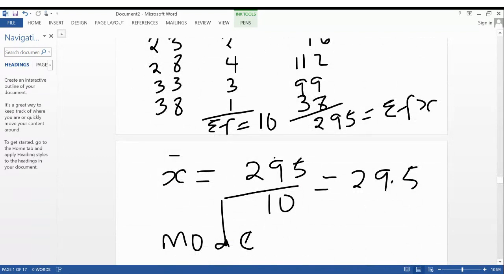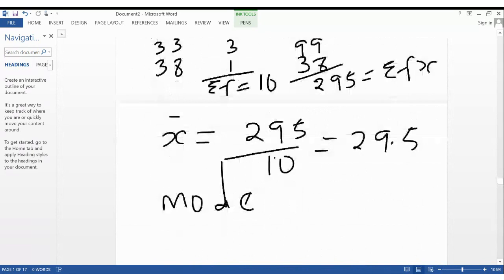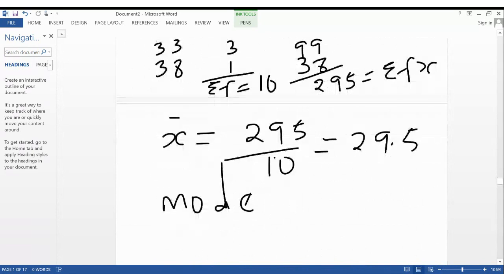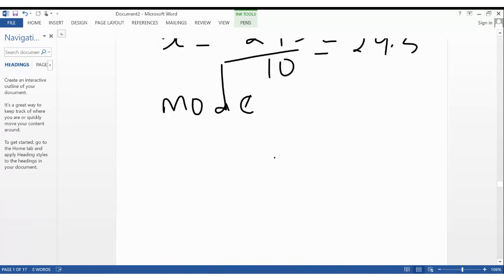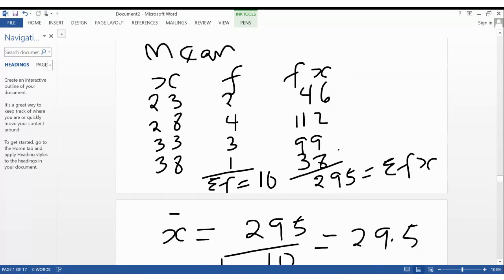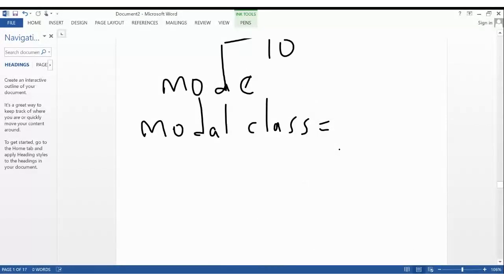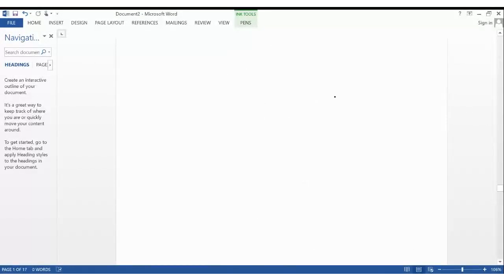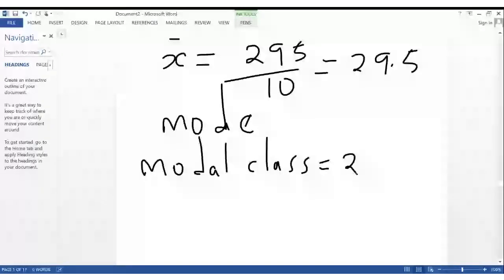So let's go to the mode. First of all, we start with the modal class. This is the class with the highest frequency. The class with the highest frequency, that is 4, is which class? That is 26 to 30. What we need to do is take the lower class boundary.